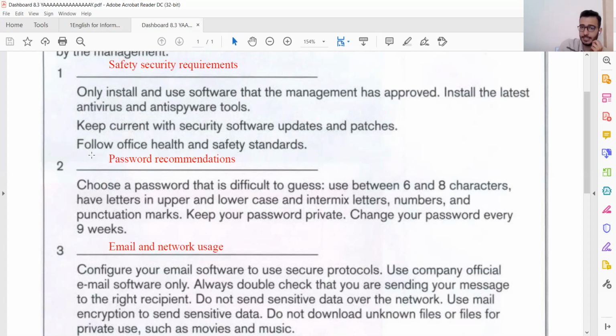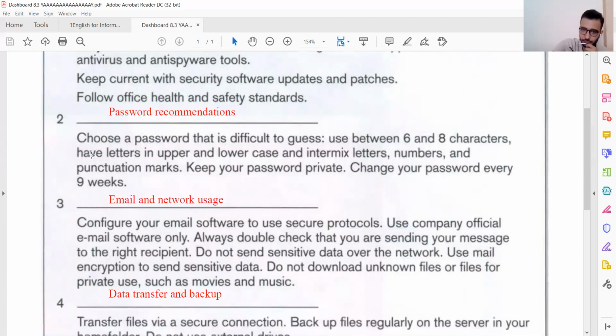So these are the password recommendations. These are the password recommendations. What you should do or shouldn't do with the passwords.